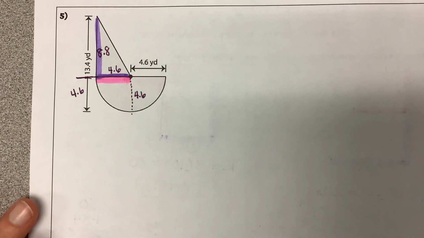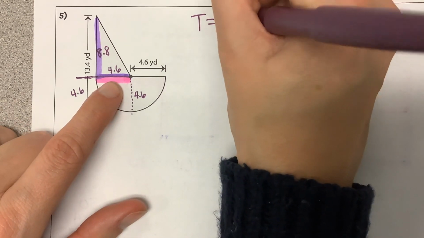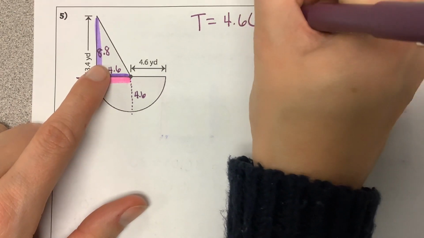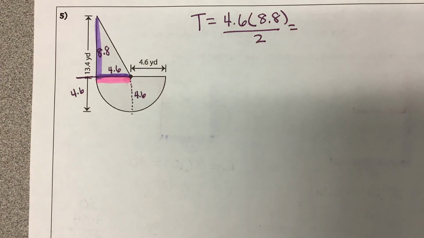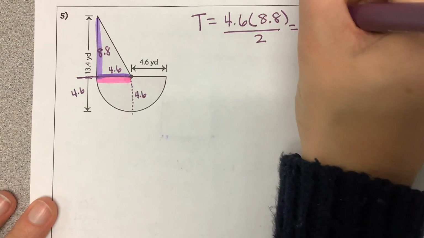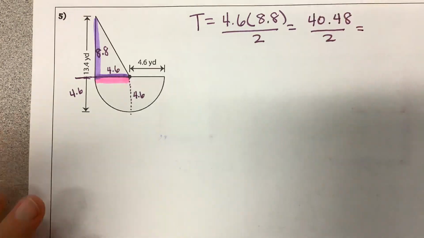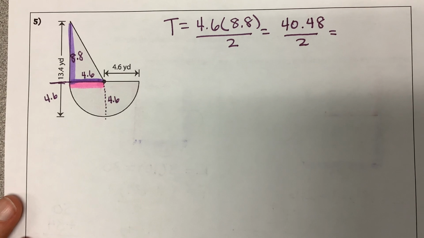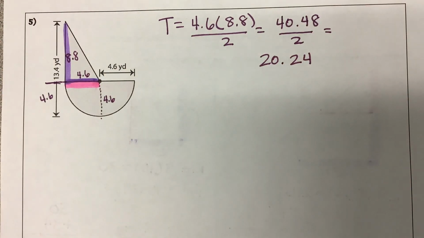So now we can find the area of our triangle. I'm doing my base of 4.6 times my height of 8.8 divided by 2. So 4.6 times 8.8 is 40.48. Divide that by 2, and we get 20.24. Or if you wanted to round, 20.2.